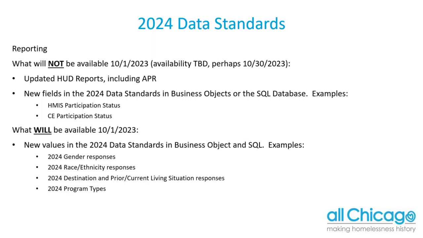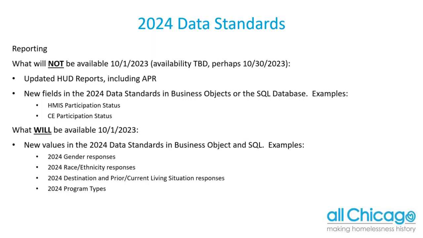The other thing in Business Objects and the SQL database that we use, the copy of our data that we get sent to us by WellSky, any new fields in the 2024 data standard will also not be available either in Business Objects or the SQL database. A couple of examples that probably don't affect any of the reports that are used in general. Things like there's a new HMIS participation status field and a coordinated entry participation status field in the project profiles. And those would not be available in any reporting until the end of October.